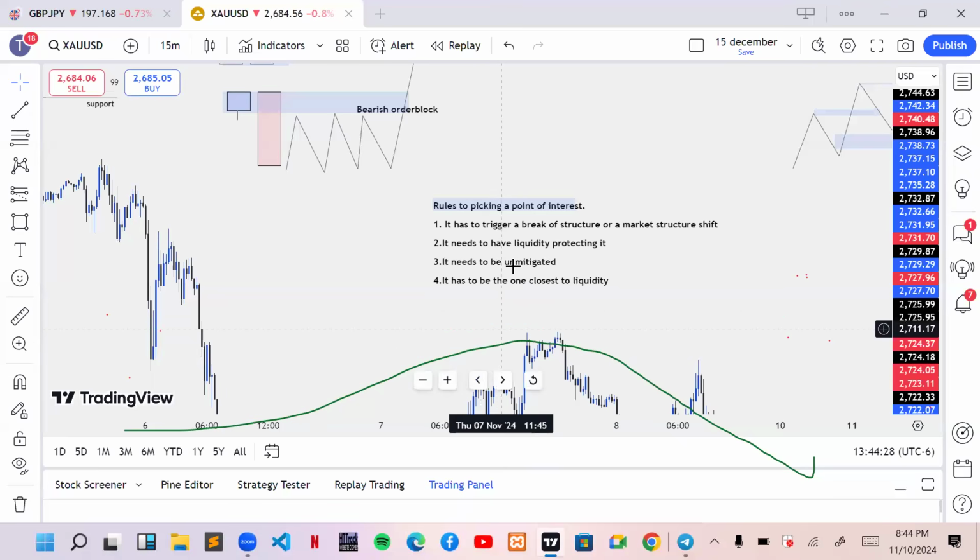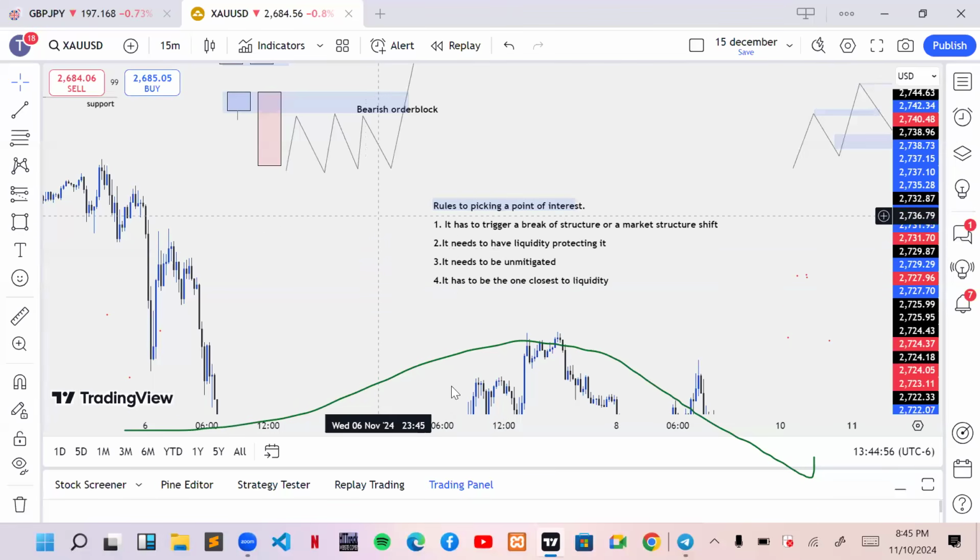Once you have marked out that you need to trigger a break of structure or market structure, and you see that you have liquidity protecting, and you see inducement. The third one, knowing that it needs to be unmitigated. Once you know that it needs to be unmitigated and the point of interest that you're picking your entry from has been mitigated before, you know that you are wrong. So you don't need to stretch your stop loss. What you will just do is remove your entry from that one that has been mitigated before and look for an unmitigated one that is closest to liquidity. So that is just it for this topic.